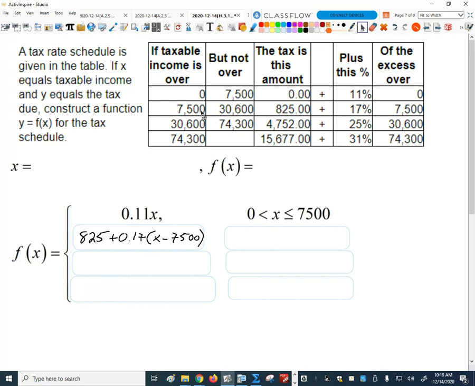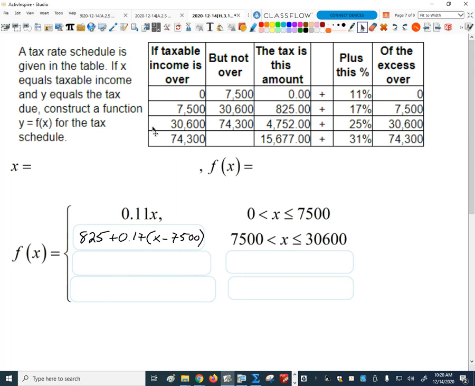So this is my domain. X is what? X is greater than 7,500, but less than 30,600. Okay, less than or equal to? Which one do you think? Less than or equal to. There you go, less than or equal to. Good. Okay. Next row.